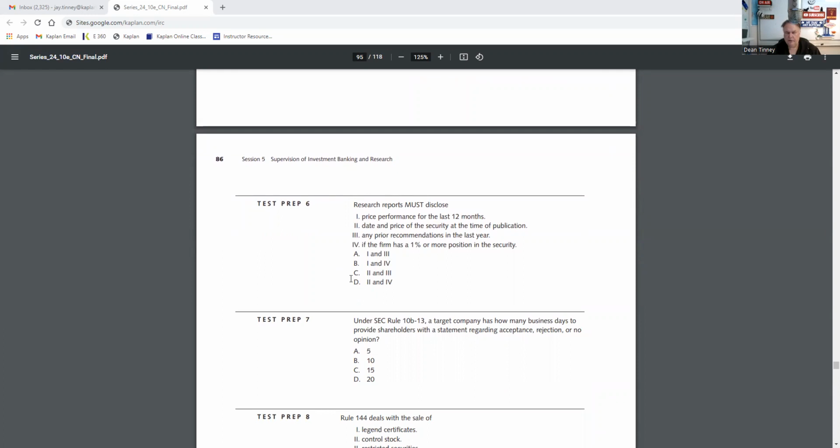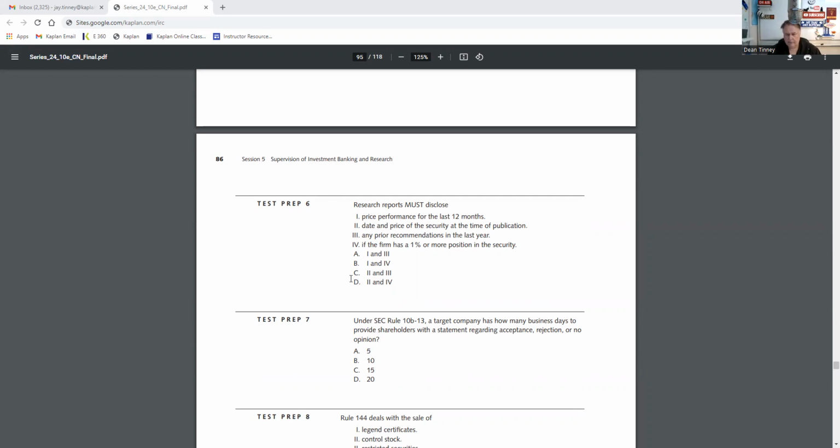Research reports must disclose. Well, now be careful. The word here is must. It's not a must. It's if I choose to. If I refer to my prior recommendations, then there's some additional things. That's not what this question is about. This is just saying, what must I disclose? And it would be 2 and 4, the date and price of the research report. Now, 1 and 3 would be if I refer to a prior recommendation, that would kick in 1 and 3. So I didn't have anything in here about that. So the answer is D.